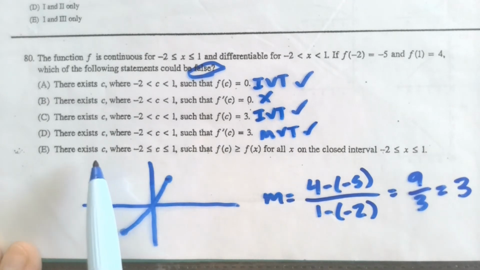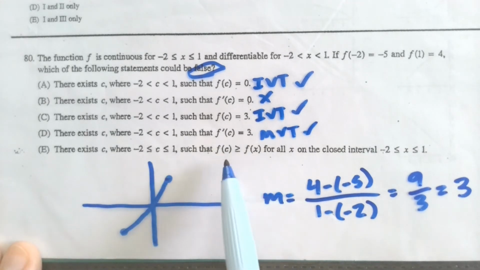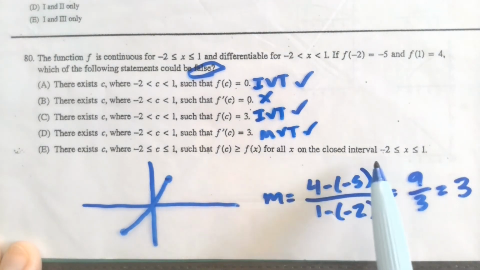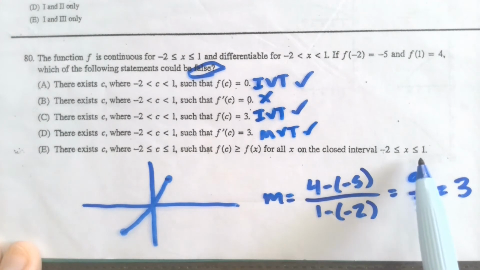My last one, there's a c on our interval such that f of c is greater than f of x for all x in the closed interval, -2 to 1.